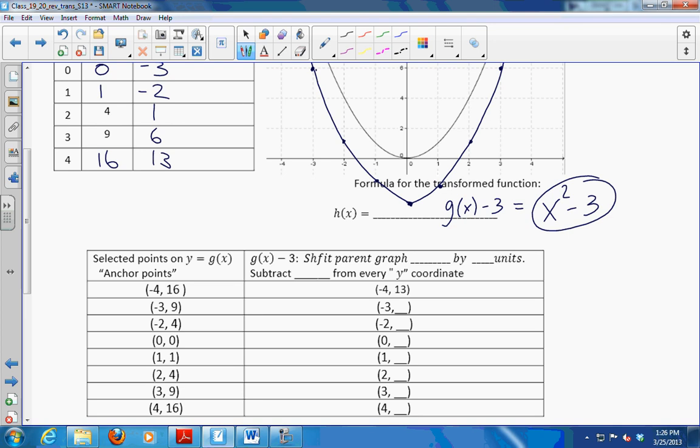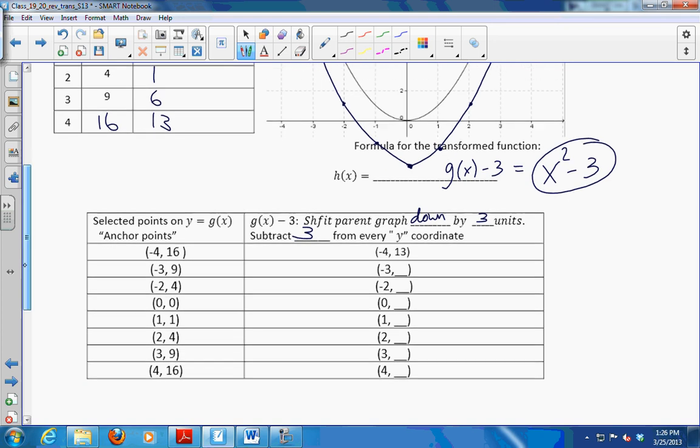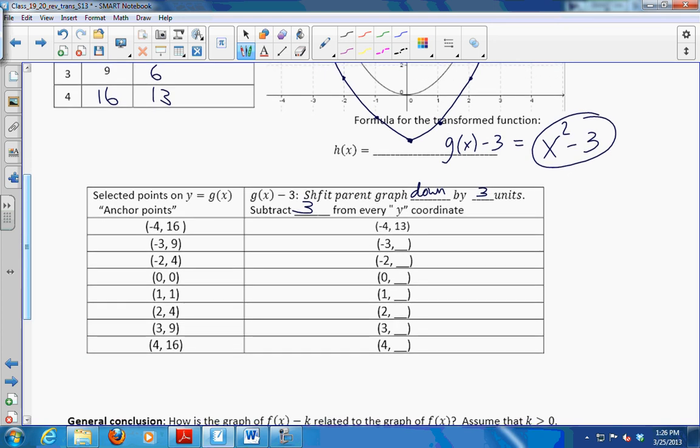So what happened, to do g of x minus 3, I'm going to shift the parent graph down by 3 units, which means I have to subtract 3 from every y coordinate. So I can do this also by points. I could look at some key points, subtract 3 from every y coordinate.